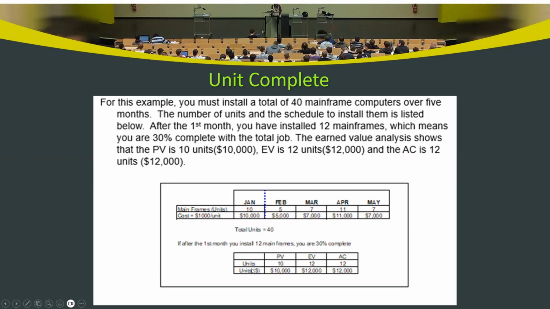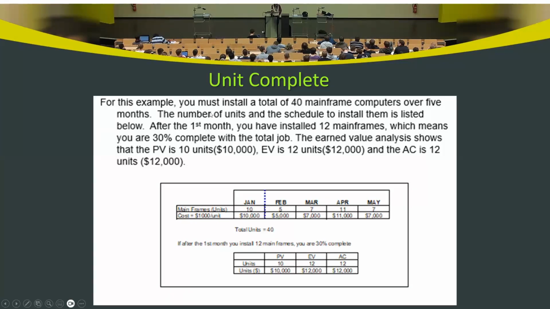So after the first month, you are looking at the status at the end of January. It says you installed 12 mainframe computers, and you are 30% complete. What is earned value? What is actual cost, and what is planned value in this case? That's the question. This is the unit complete method of earned value management.